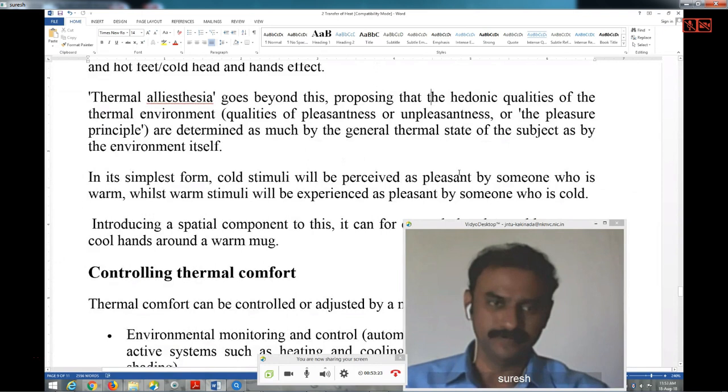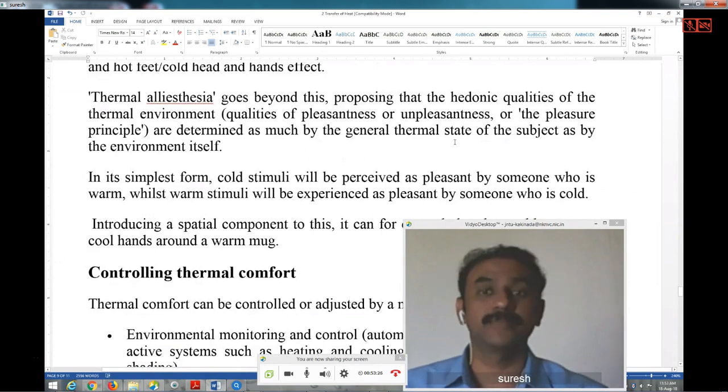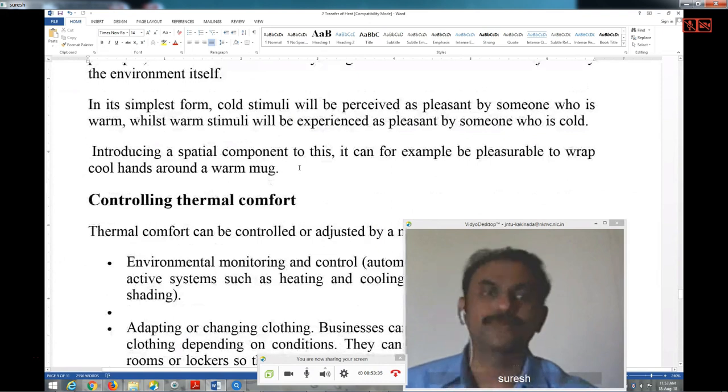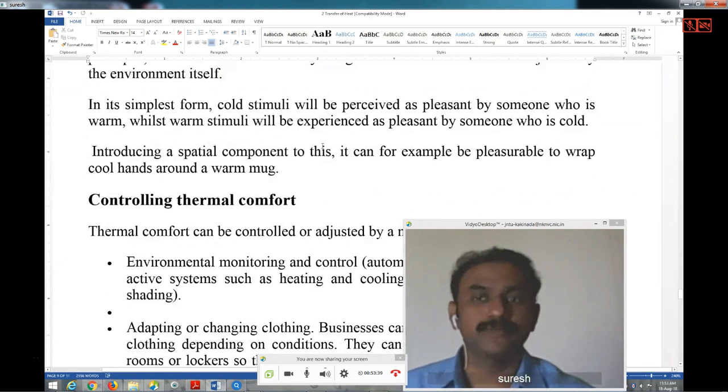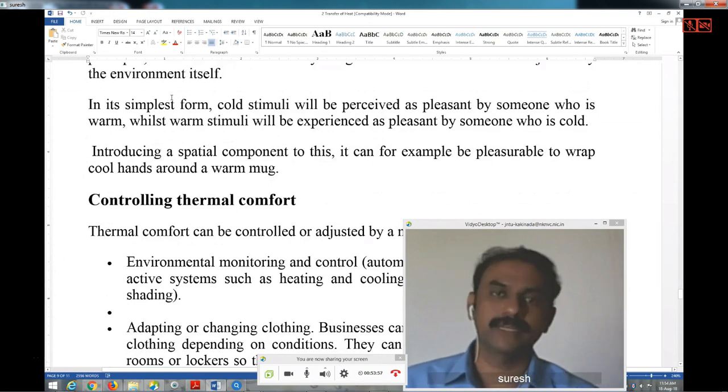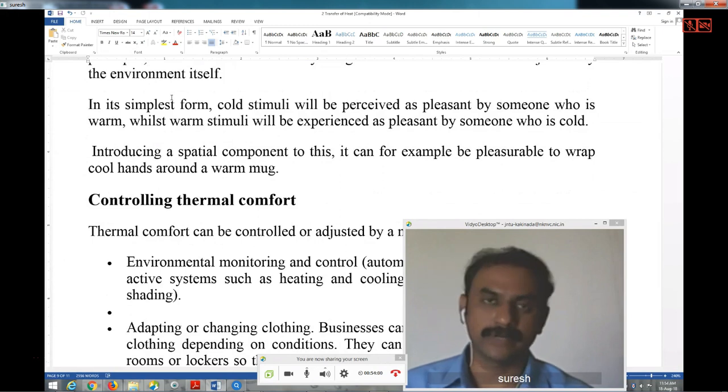Then thermal alliesthesia goes beyond this, proposing the hedonic qualities of the thermal environment. These are determined as much by the general thermal state of the subjects as by the environment itself. In simple terms, cold stimuli will be perceived as pleasant by someone who is warm. Elsewhere, warm stimuli will be experienced as pleasant by someone who is cold. It is a generalized rule we follow. As we are feeling hot, we take cool drinks. As we are feeling too cool, we would like to take coffee or tea in order to feel comfort.